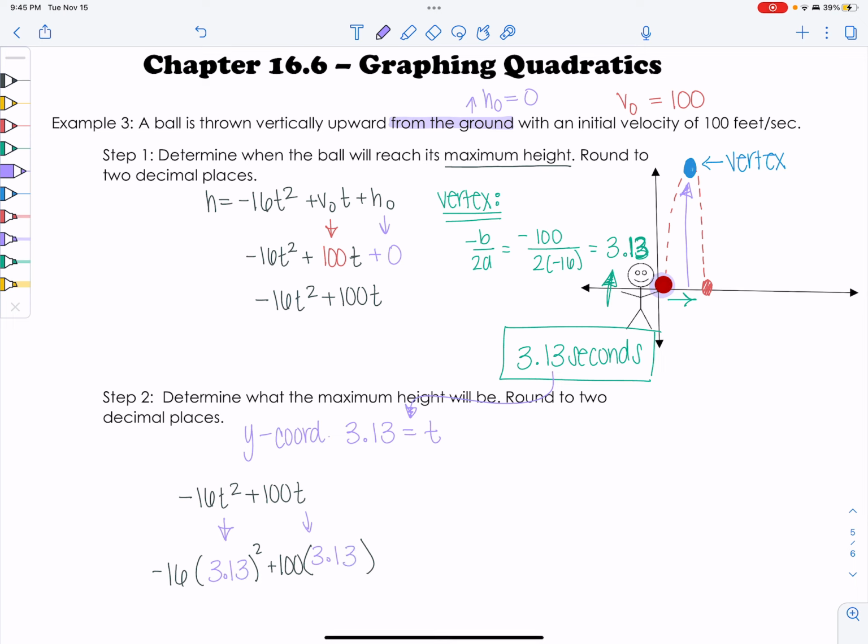And so now, when we type that all into our calculator, I got out 156.2496. It says again to round to 2 decimal places, so 156.25. And remember, my units here are feet because it is my maximum height.